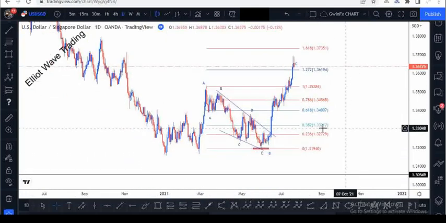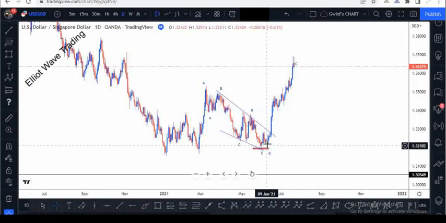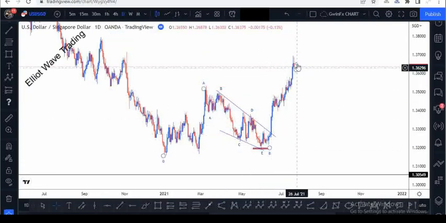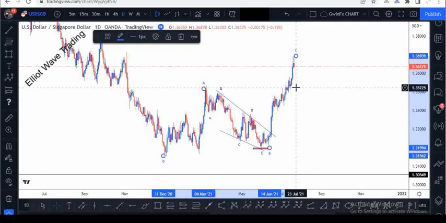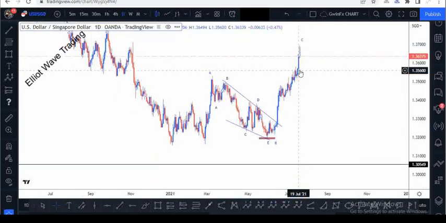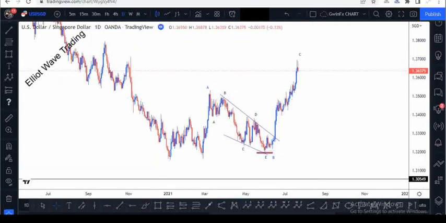I'm going to take out some of the tools which we did use before. I'm going to leave this one here. So I'm going to be drawing this one here. So if I'm expecting a corrective move, I should not be having price consolidate in here. I should not be having price consolidate here. I should be having some sort of a very strong impulse.